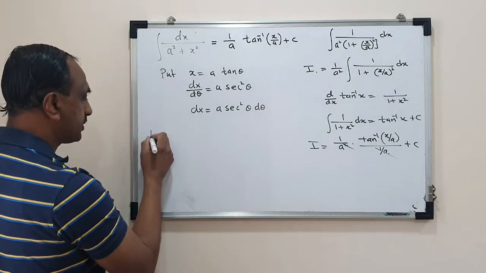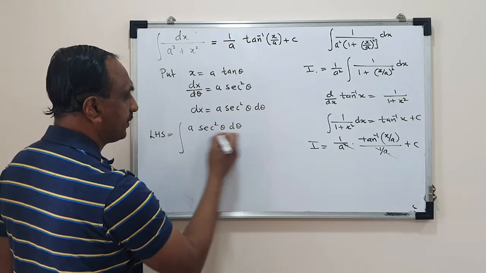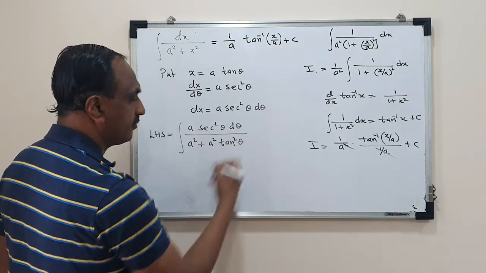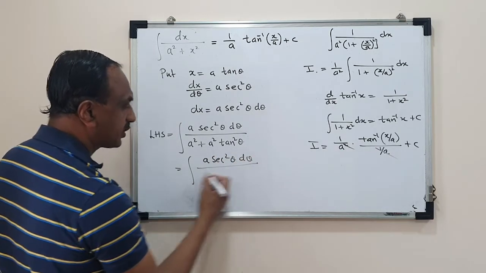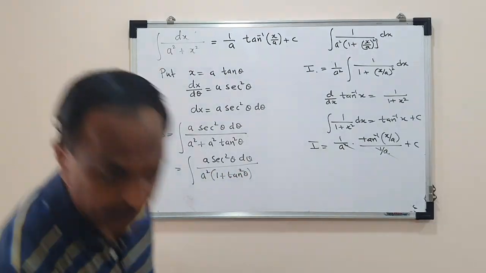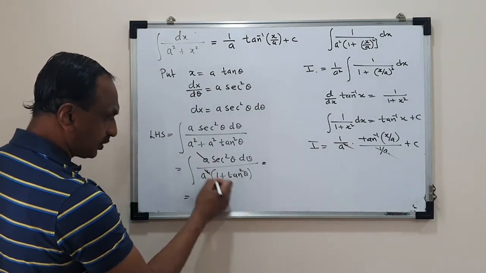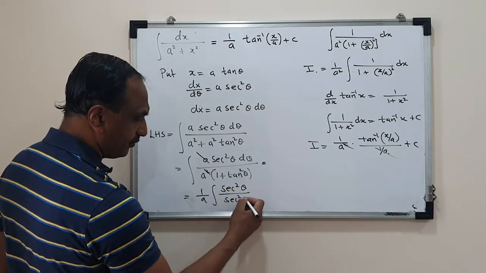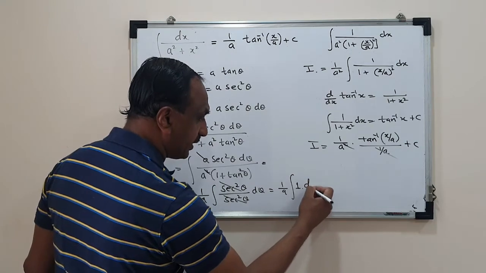So your left hand side becomes a sec square theta d theta divided by a square plus a square tan square theta. If you take a square common, you get 1 plus tan square theta. And you know that 1 plus tan square theta is nothing but sec square theta. So I can write this as a and a square get cancelled. 1 by a sec square theta divided by sec square theta d theta. So they also get cancelled. It is 1 by a integral 1 d theta.